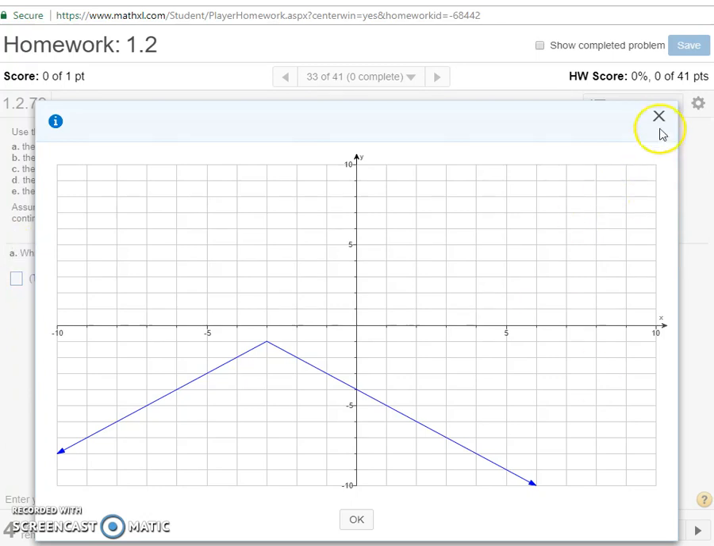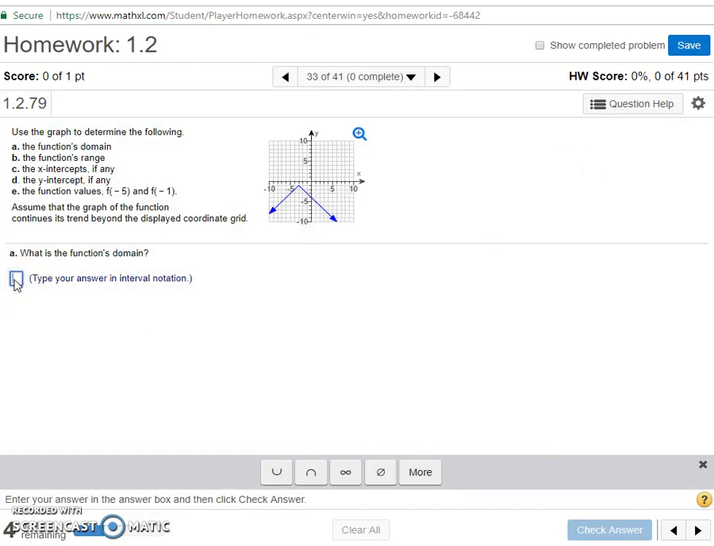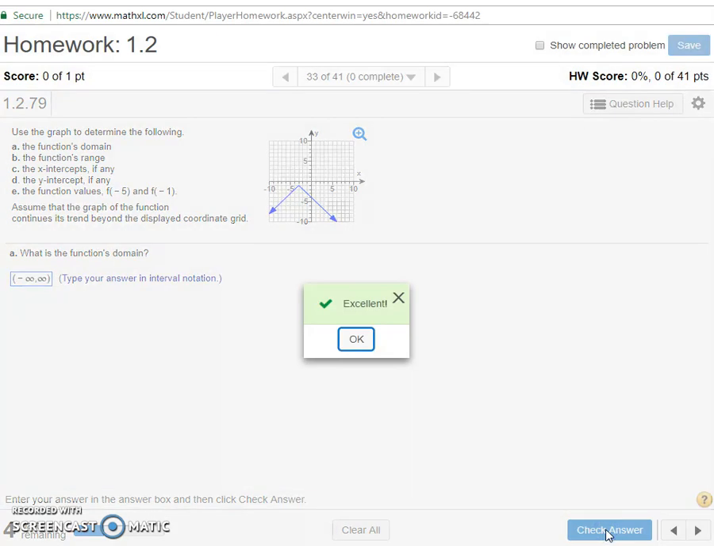So if we're using all of the x values, then my domain goes from the farthest left, which is negative infinity, comma, positive infinity, and those get parentheses. Check answer.